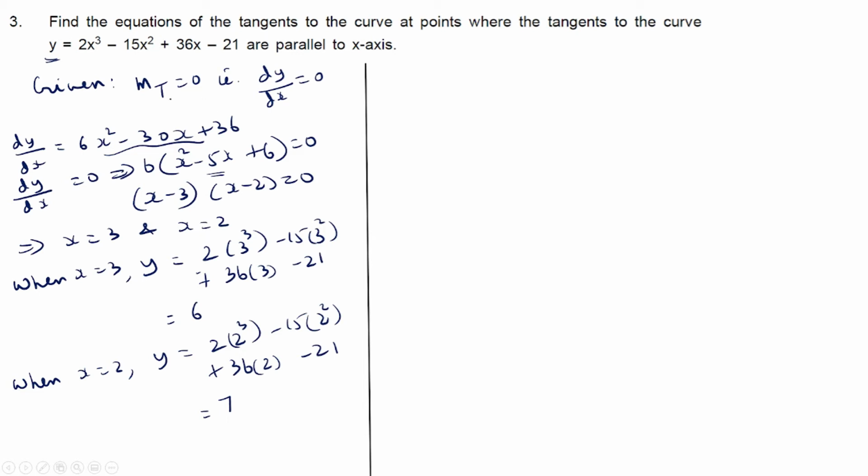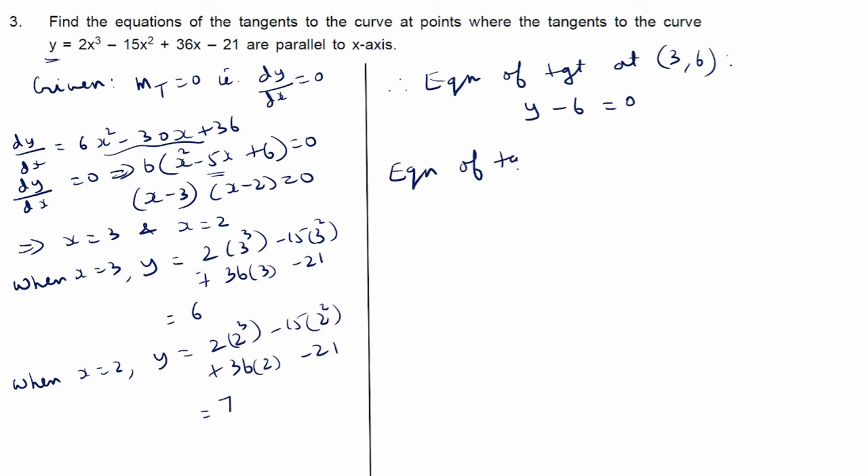So equation of tangent at (3, 6) will be y minus 6 equal to dy by dx into x minus 3. Since dy by dx equal to 0, the equation of the tangent is y minus 6 equal to 0. And equation of tangent at the next point, (2, 7).